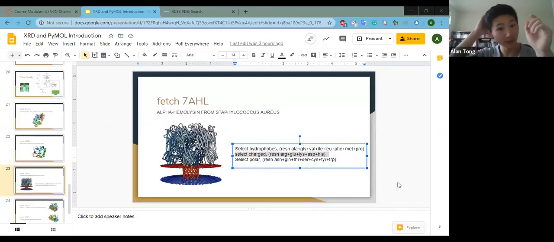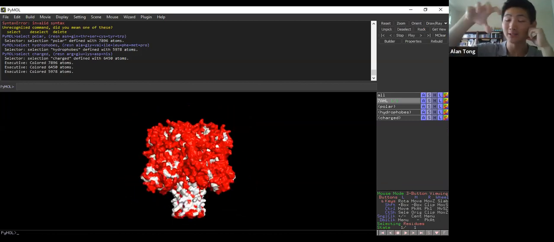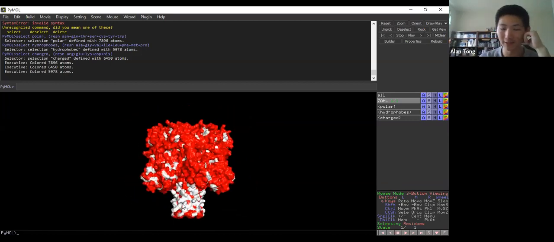And I've colored it so that all of the polar ones are red, all of the hydrophobic ones are white. Look at that. You can very clearly see where this inserts into the membrane, right? Of course it's there, because that's where the hydrophobic residues are. So it sticks into the membrane right there, right? That's where it pokes a hole into your cell.